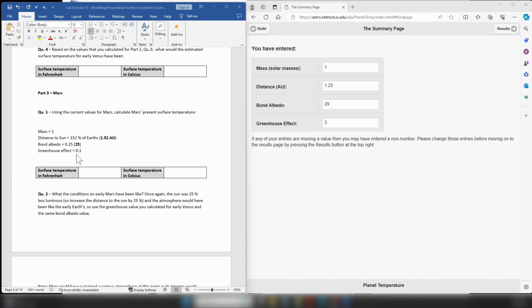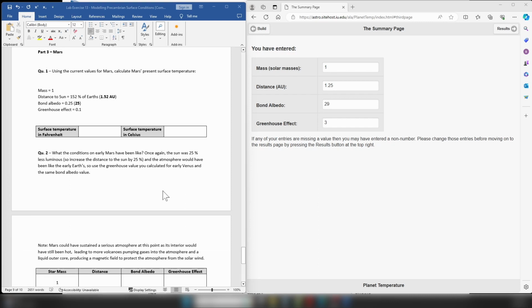And the greenhouse effect is 0.1 because the atmosphere of Mars at the moment is so thin and tenuous that it barely has any greenhouse effect at all. So you are going to take this information, put it in the surface temperature calculator, and it's obviously going to give you the temperature in Fahrenheit and in Celsius.